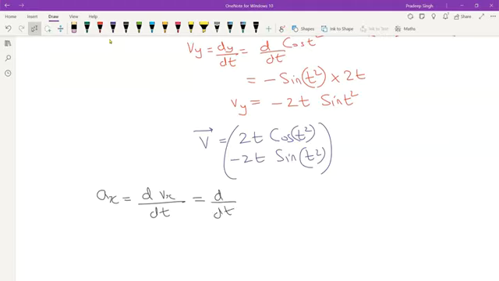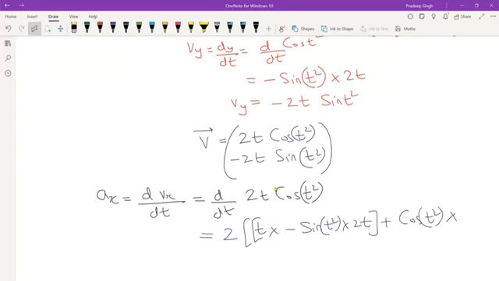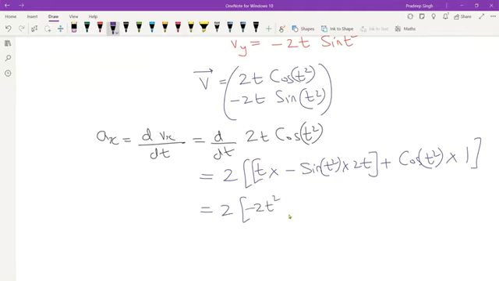So let's write down d by dt of 2t cos t squared. Now here we have two functions, t and the cos function. So we will use the product rule. 2 in this expression is a constant that can be taken out of the derivative. So let's write down 2 multiplied by the first function into the derivative of the second function. t is the first function here. So we'll write t multiplied by the derivative of cos t squared, which will be negative sin t squared multiplied by 2t, plus the second function into the derivative of the first function. First function is t, the derivative of t is 1. So in the bracket, we will get minus 2t squared sin t squared plus cos t squared. This is the x component of acceleration.